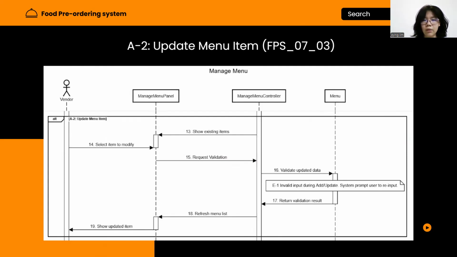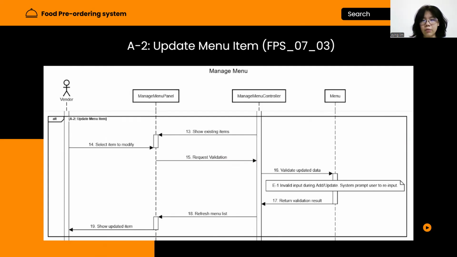Step 16, validate updated data. The controller checks with menu for required fields, price format, portion constraint, and duplicate names. And there's an exception, invalid input. If any rule fails, the system highlights the error and asks the vendor to correct and resubmit. Step 17, return validation result. On success, the menu returns the pass and controller proceeds.